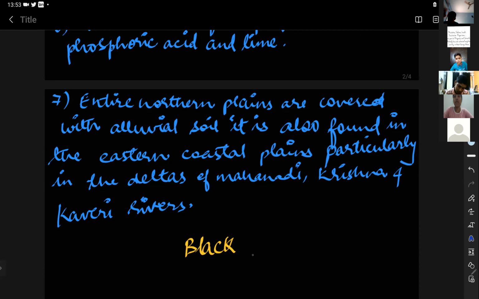Black soil. First part: it is black in color. Another name for this soil is regur or black cotton soil.